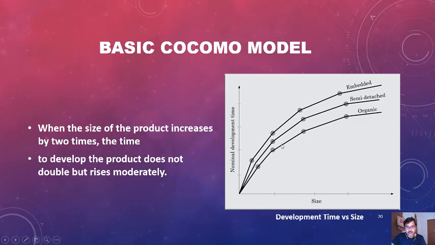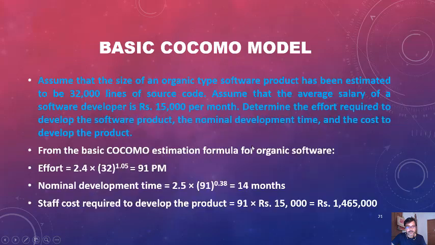Okay, here is a problem. Assume that the size of an organic type software product has been estimated to be 32,000 lines of source code. So 32,000 lines of source code means 32 KLOC, kilo lines of code. Assume that the average salary of a software developer is 15,000 per month, and determine the effort required to develop the software product, the nominal development time, and the cost of developing the product. The cost here means the cost of the employees only, not the whole cost of the software project.